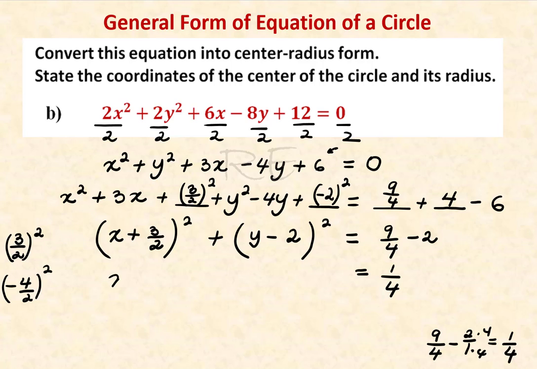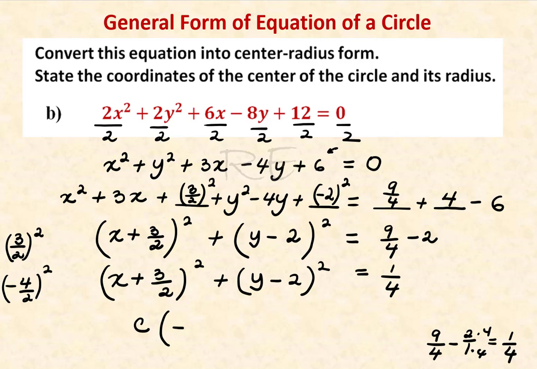So an equation of the circle is x plus 3 over 2 squared plus y minus 2 squared is equal to 1/4. The center is negative 3 over 2. We change the sign. Positive 2. And the radius is the square root of 1/4, which is 1/2. 1/2 times 1/2 is 1/4.